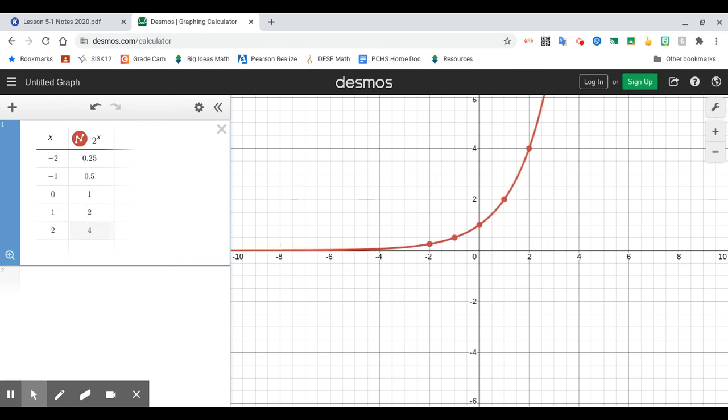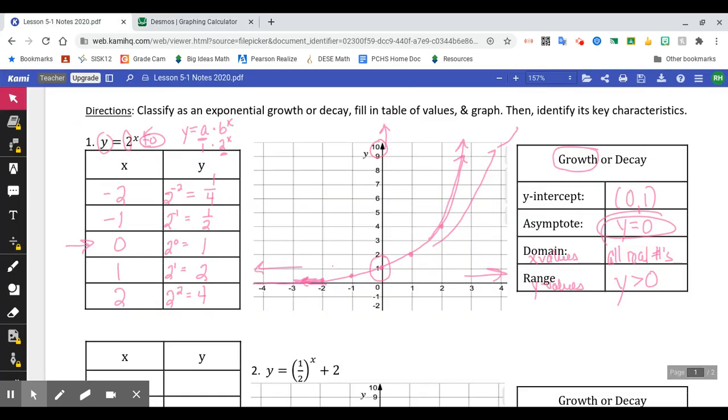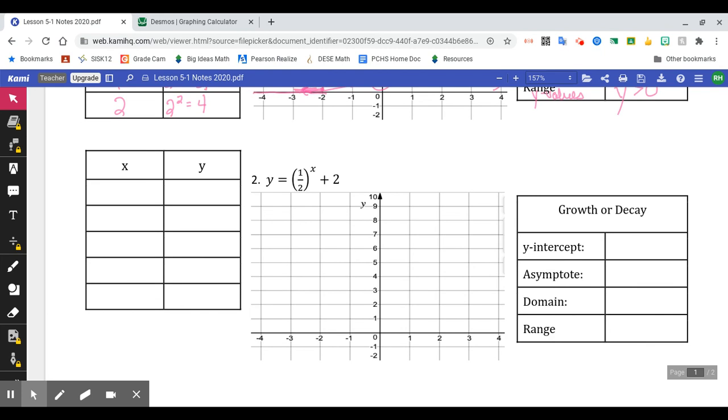So those are all actually on our graph right here, and then they're all actually on our table that we have over there. Okay, so this is a way that you can do this very quickly without having to plug all this in your calculator every time. This site actually does it for you. Okay, so when I hit X, it just clears it off the screen, and I can go to the next one. So if you look back at our notes, our next one is y equals 1/2 to the x plus 2.